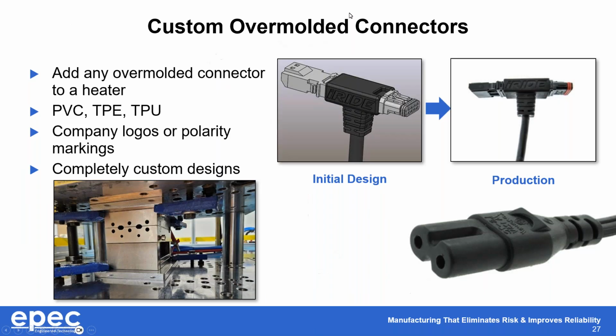Lastly, once the heater is designed and built, some customers would like additional layers of customization in the form of a custom overmolded connector. Epec is an industry leader in custom overmolded cables and connections, and adding one of these custom cables directly to a heater is very simple and just involves either soldering or another assembly technique based on what you're trying to accomplish.